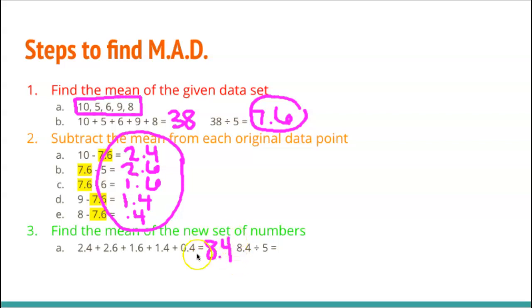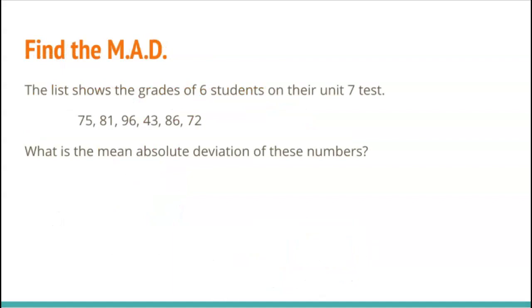And then I need to divide that number by however many numbers are in my set, and I have 5 numbers. So 8.4 divided by 5 is 1.68. So our mean absolute deviation is 1.68. Okay, let's do another example.